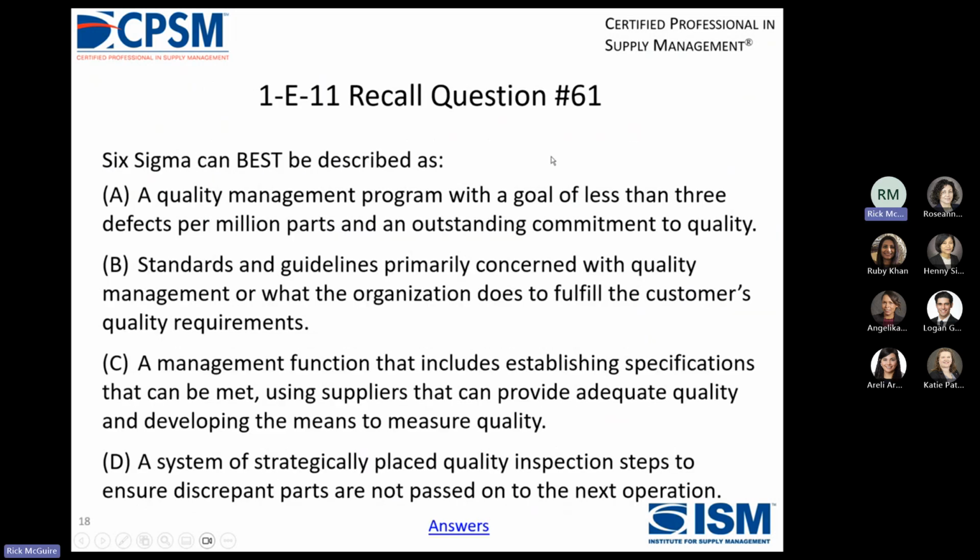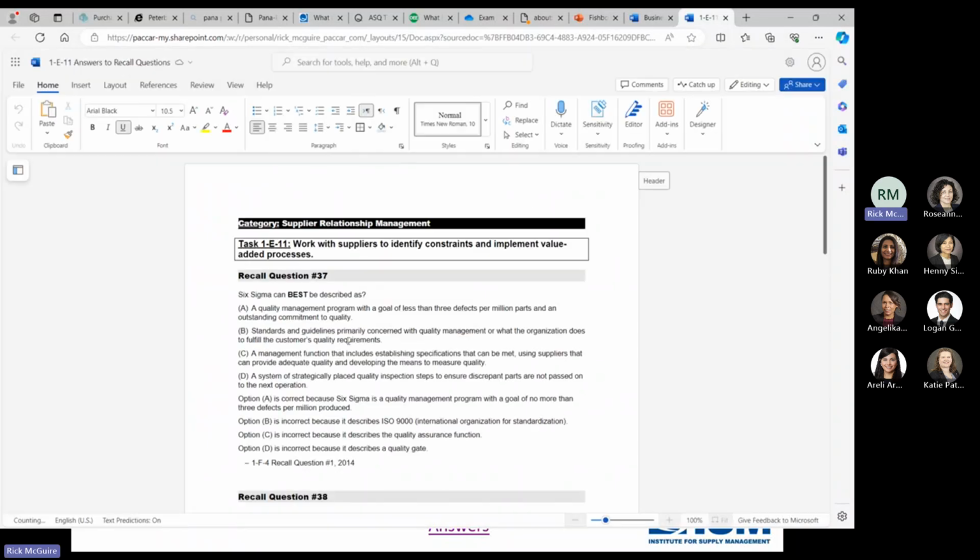All right, Six Sigma can best be described as what? Anybody got any guesses on this? A. I go with A because it's got the 3 million stated in there, which is usually the answer for Six Sigma. Yep, A it is.